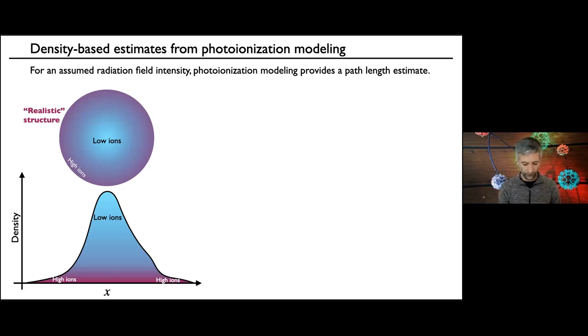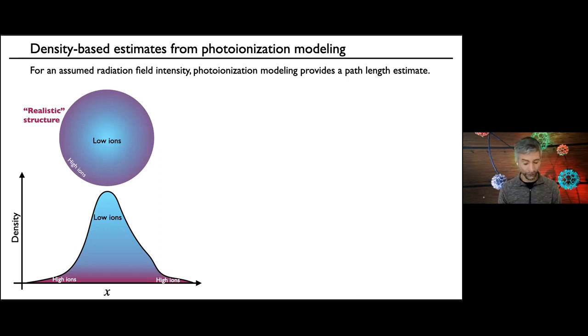Now, let's look at it this way. If you think about this as a quote-unquote realistic cloud or structure, where it has some density variation within it, maybe a high density core and some lower density in the wing. So the density as a function of distance might look something like this. In the core, where the density is high, you're going to prefer low ionization state gas, and as the density goes down, you're going to prefer higher ionization state gas.